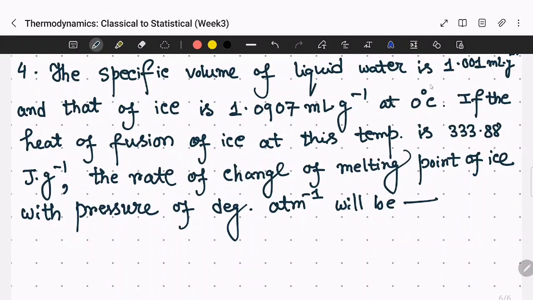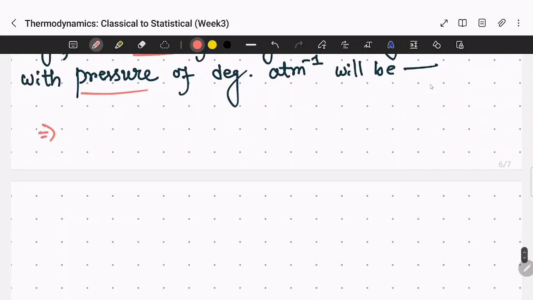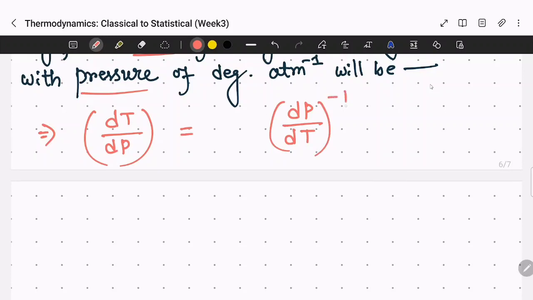The specific volume of liquid water is given, and for ice is also given. So you can think that the volume is changing. Next, at 0 degrees the heat of fusion of ice is given. We want the rate of change of melting point, that is dT/dP. We can also calculate dP/dT and just reverse it. We can calculate these using the Clapeyron equation.